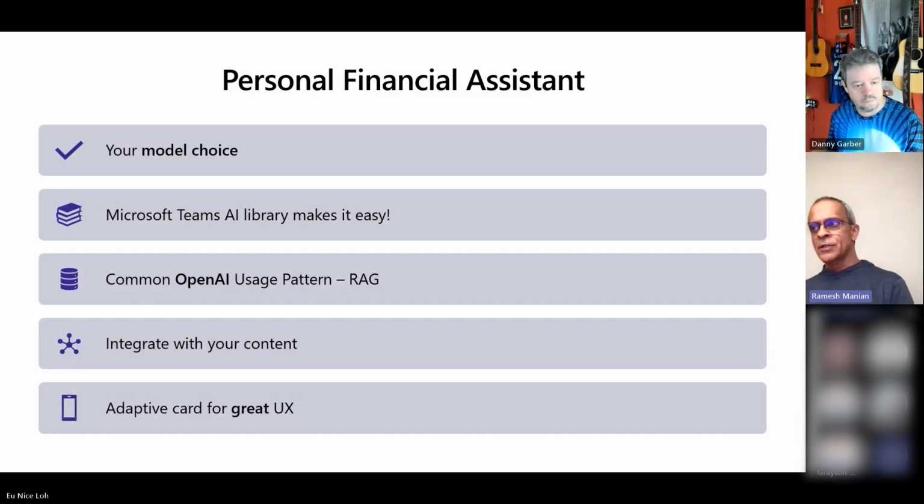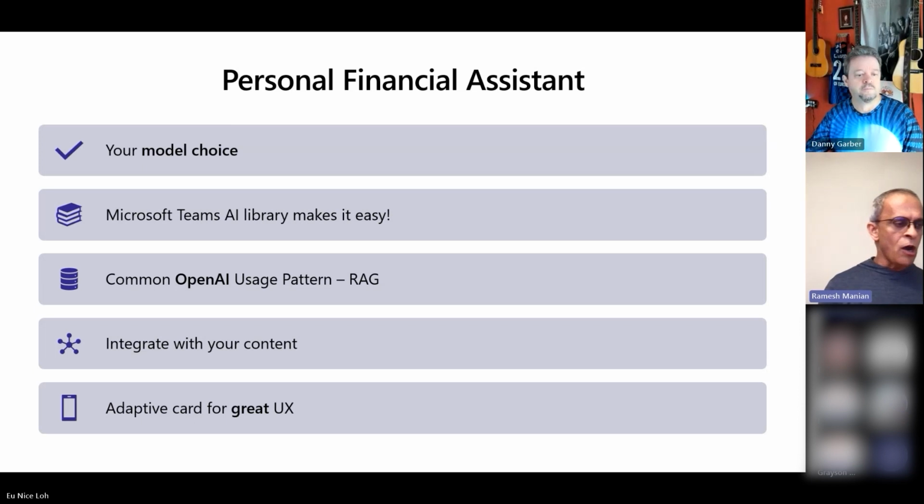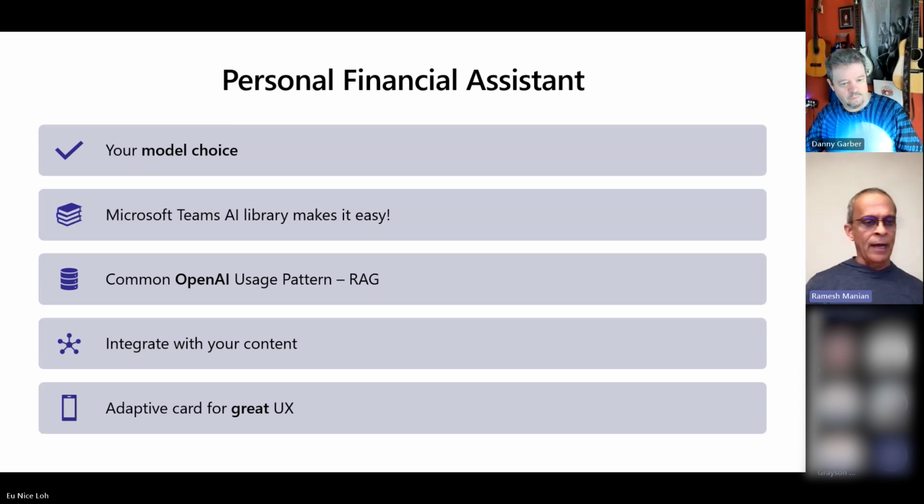Third, this demo uses a very common pattern that you would see in many of the AI applications, especially in OpenAI applications, which is called RAG. You may have heard of the term. RAG stands for Retrieval Augmented Generation, where you're able to have your company documents, for example, be able to search them and use them as part of the input prompt into OpenAI.